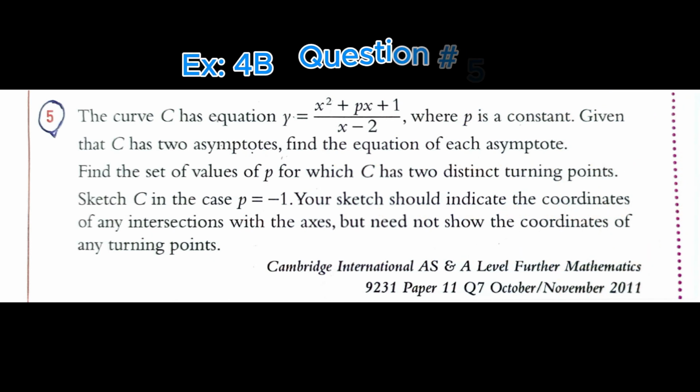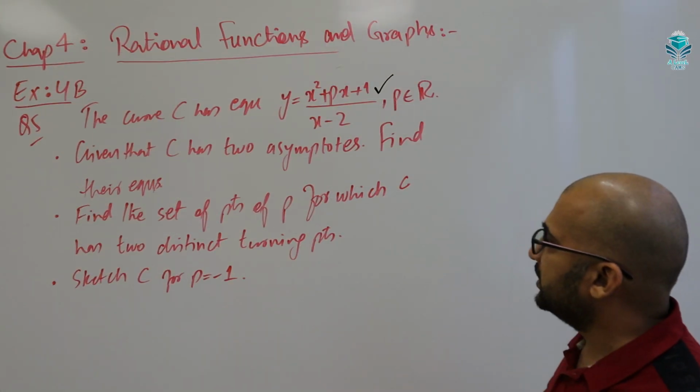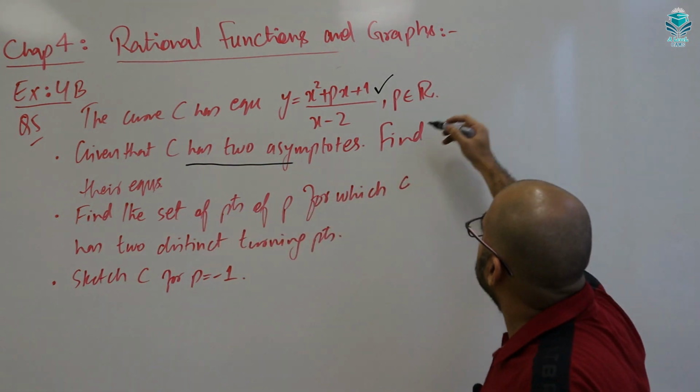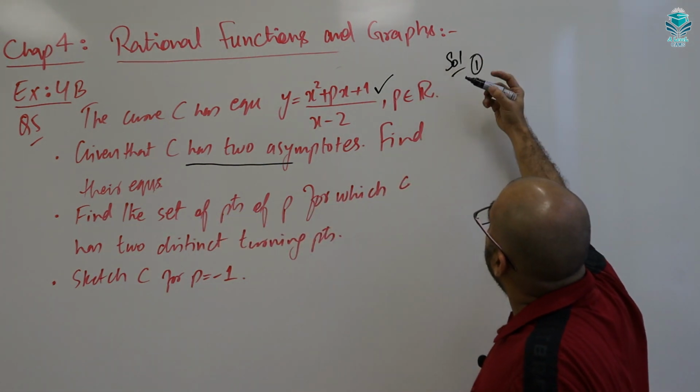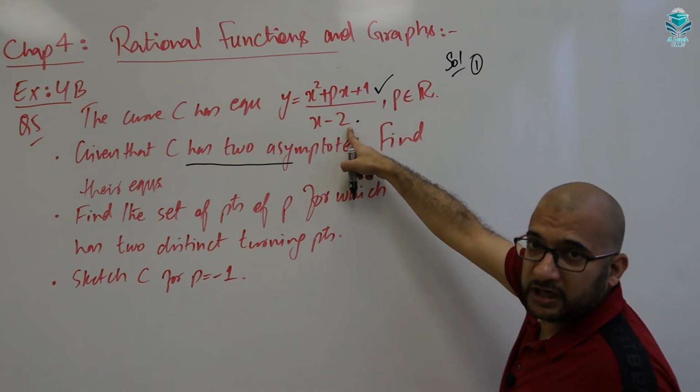Students, in this question we are given the rational function, and you can see that this function is improper. What we have to find: it says C has two asymptotes, find their equations. So for the first part, you can see that at x equal to 2 the vertical asymptote exists.